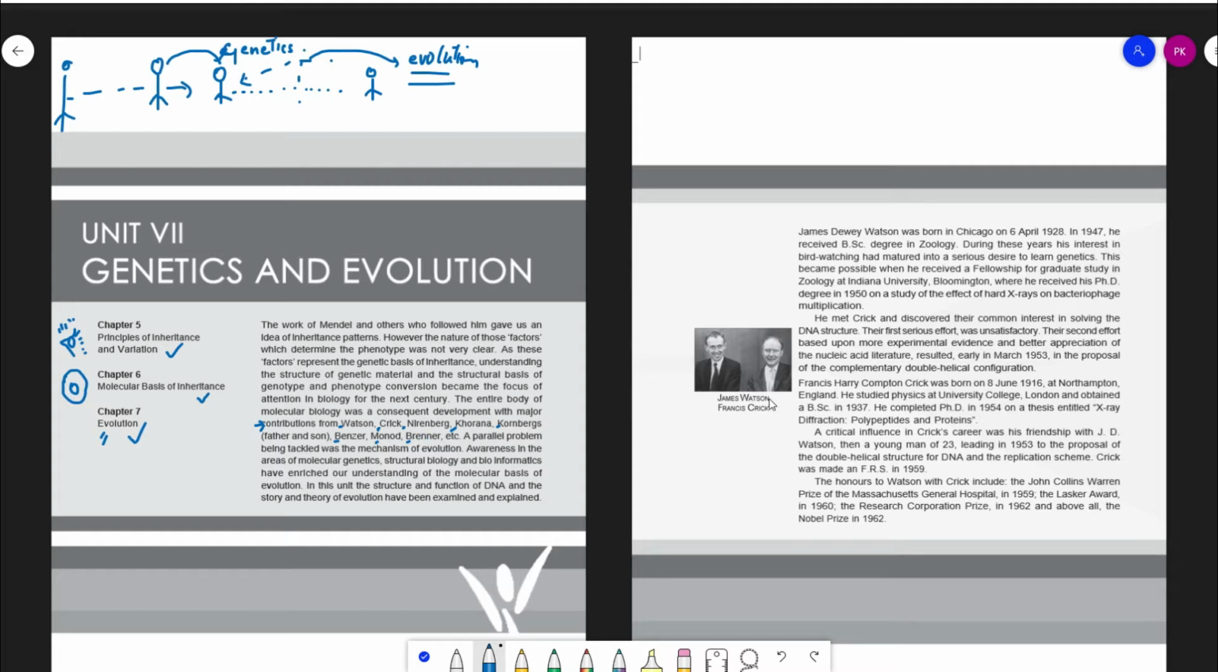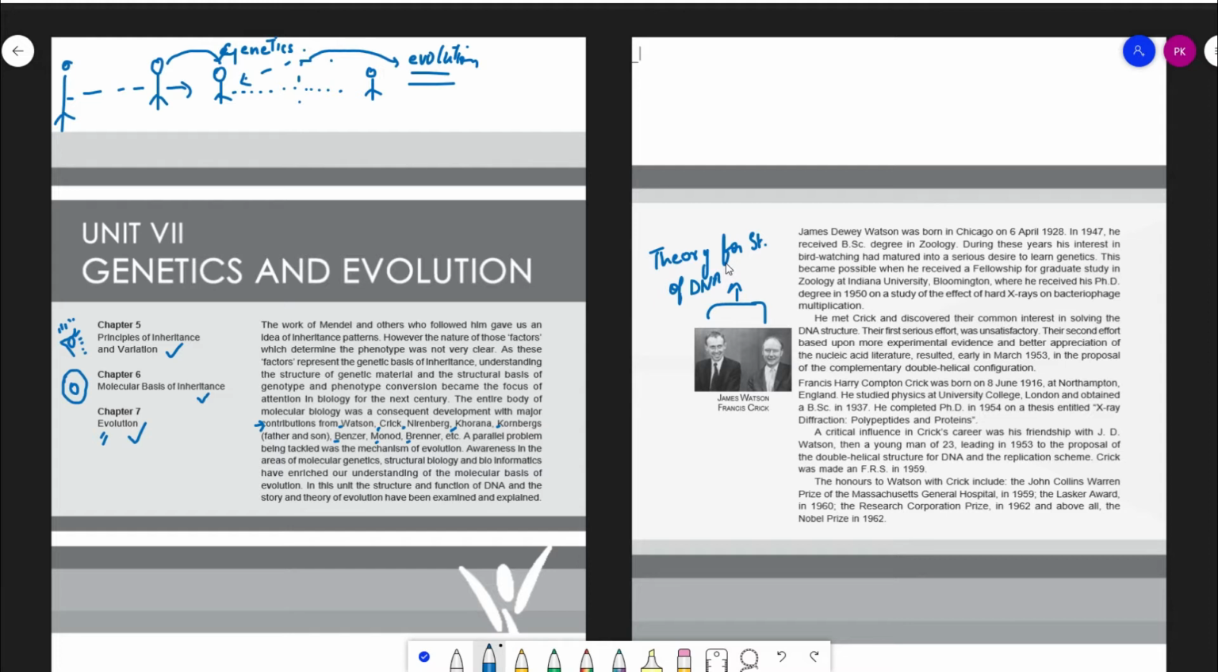So let's see James Watson and Francis Crick. These two scientists are very important, as the most important thing that they have done is they have given the theory for the structure of DNA. You know about DNA a little bit, and in your biomolecules chapter you have studied the DNA structure.